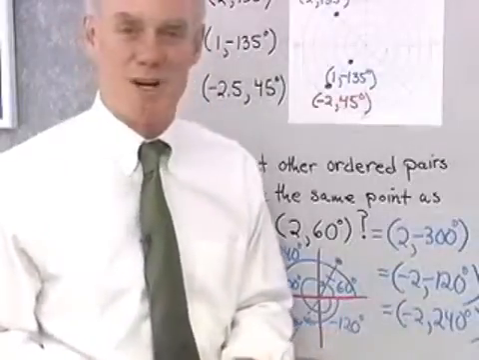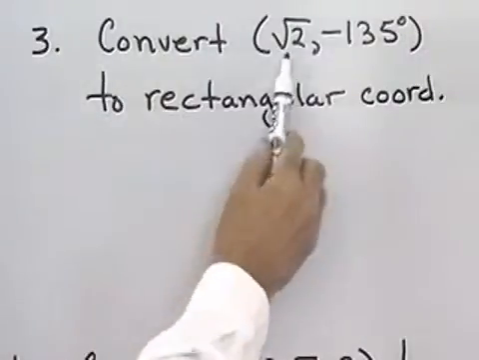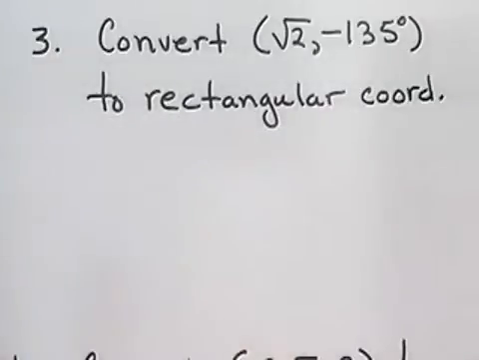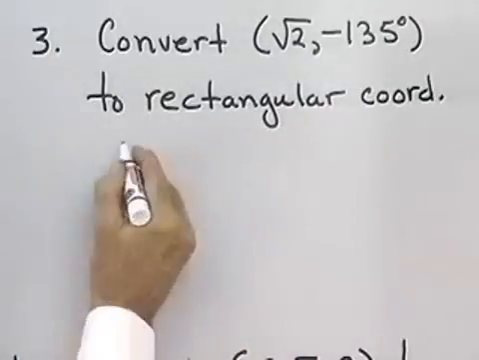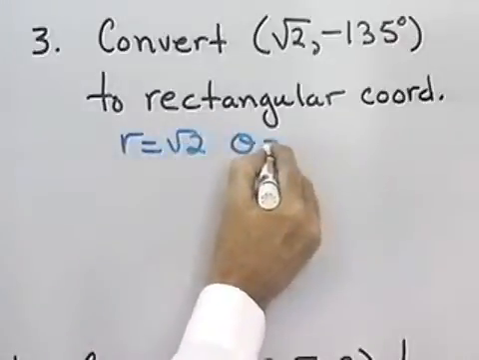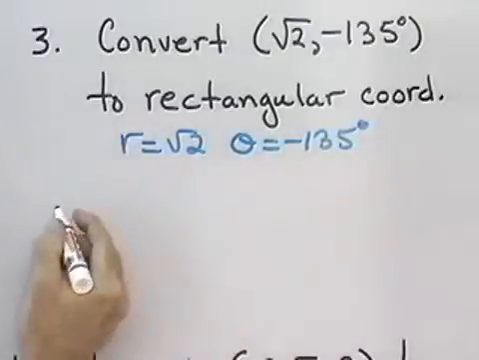Let's go on and look at our next problem. This time we want to convert from polar coordinates, square root 2, negative 135 degrees, and into rectangular coordinates. So what I have is this. R is equal to square root 2. Theta is equal to negative 135 degrees. And here's my conversion equations.